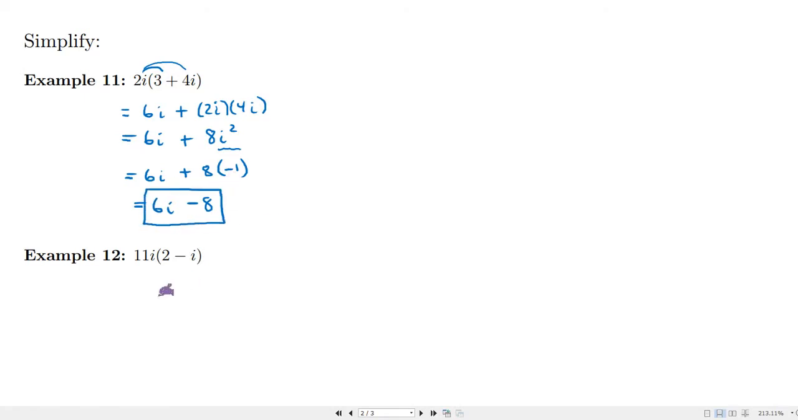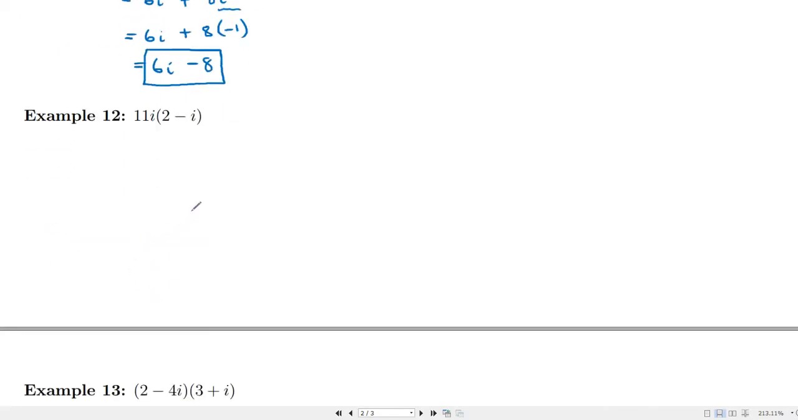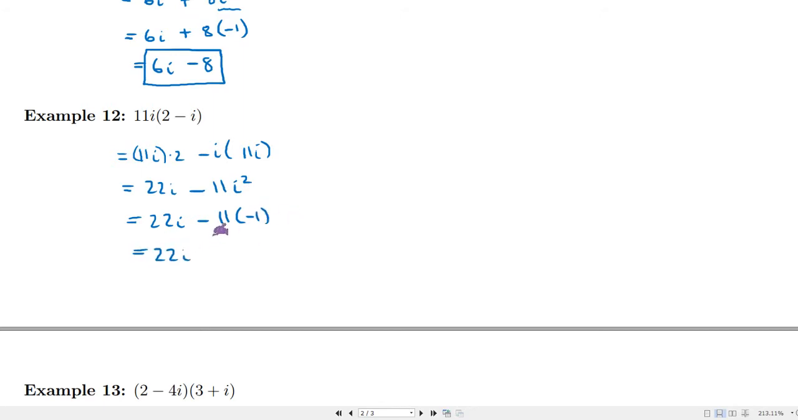And we're not going to be able to combine those anymore because one has an imaginary unit, the other one doesn't. It has i, the other one doesn't. So let's do this one. So 11i times 2 minus i times 11i. So this will be 22i minus 11i squared. So 22i minus 11, and then i squared is negative 1. So this will be 22i plus 11.